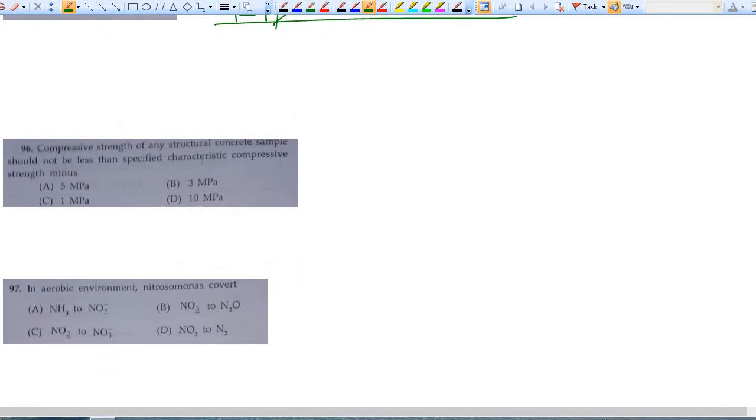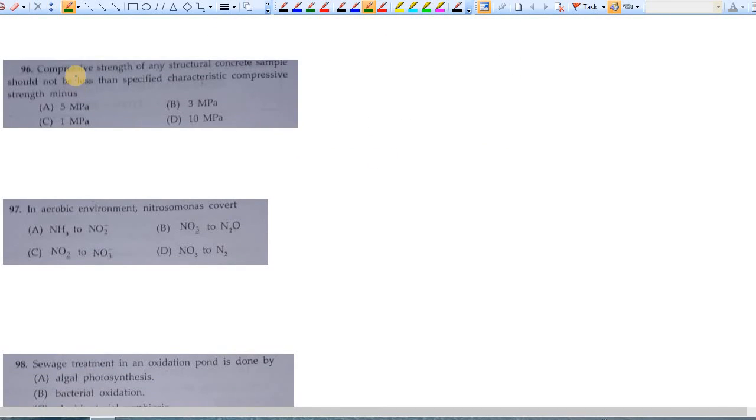Okay, next is your compressive strength of any structural concrete sample should not be less than the specified characteristics. Well, the acceptance criteria says that the minimum should be fck minus 3 when the strength is up to M15 and fck minus 4 for M20 and above. Okay, and here there is no option 4, so 3 is there. We can assume the question is based on M15 concrete, so B is correct.